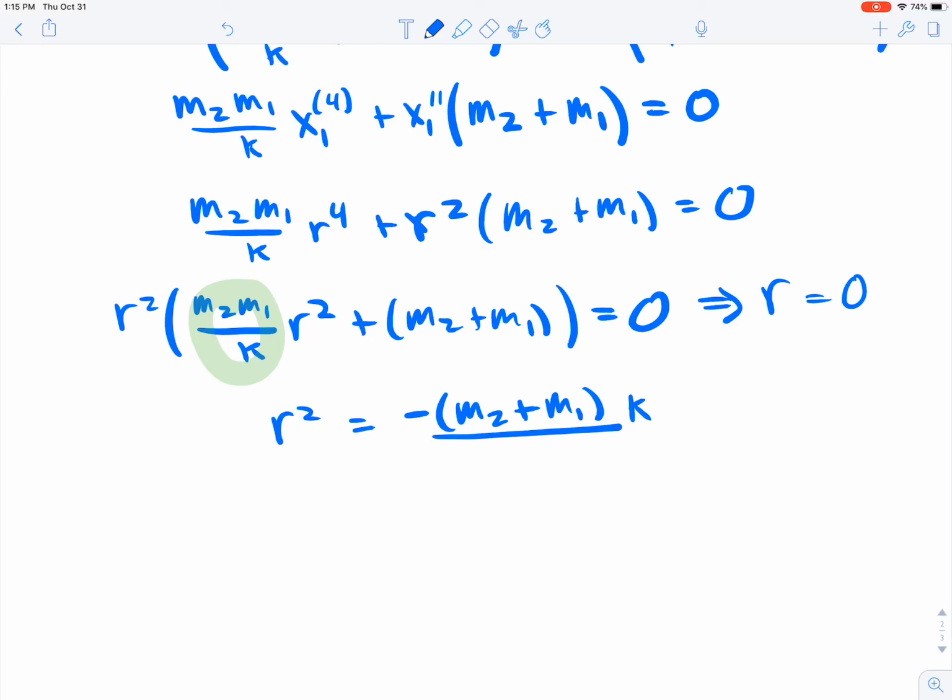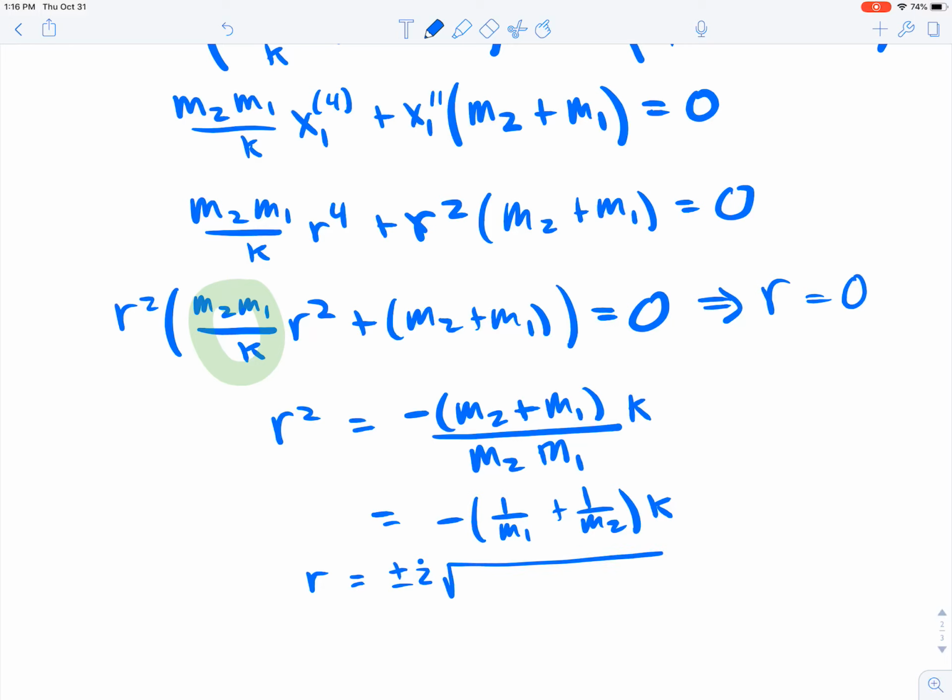So we have a k at the top, and then we have an m2 times m1, so we're going to get a negative 1 over m1 plus 1 over m2 times k. So then r is going to be plus or minus i times the square root of 1 over m1 plus 1 over m2, in parentheses, times k. So let's, for the sake of notation, go ahead and call this alpha.